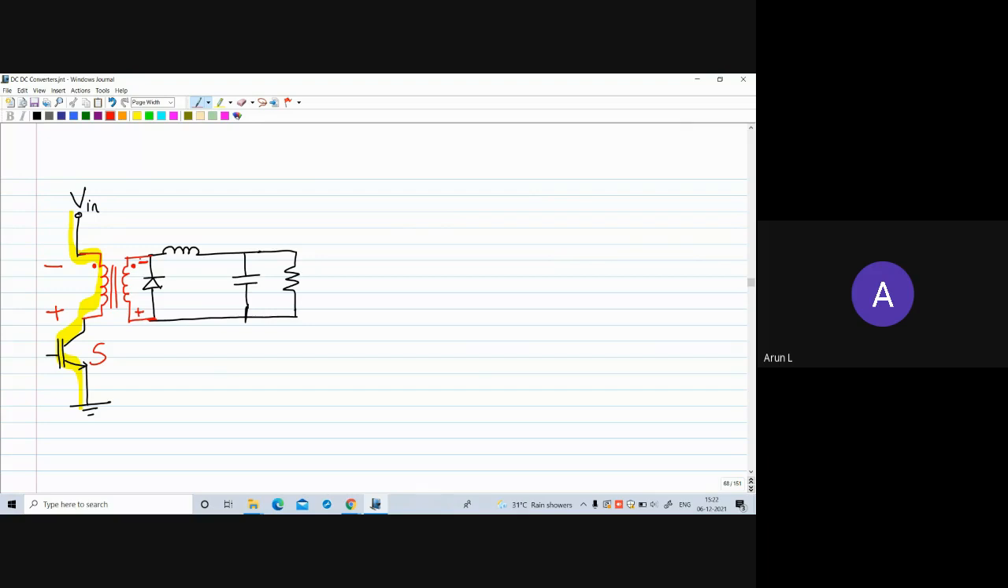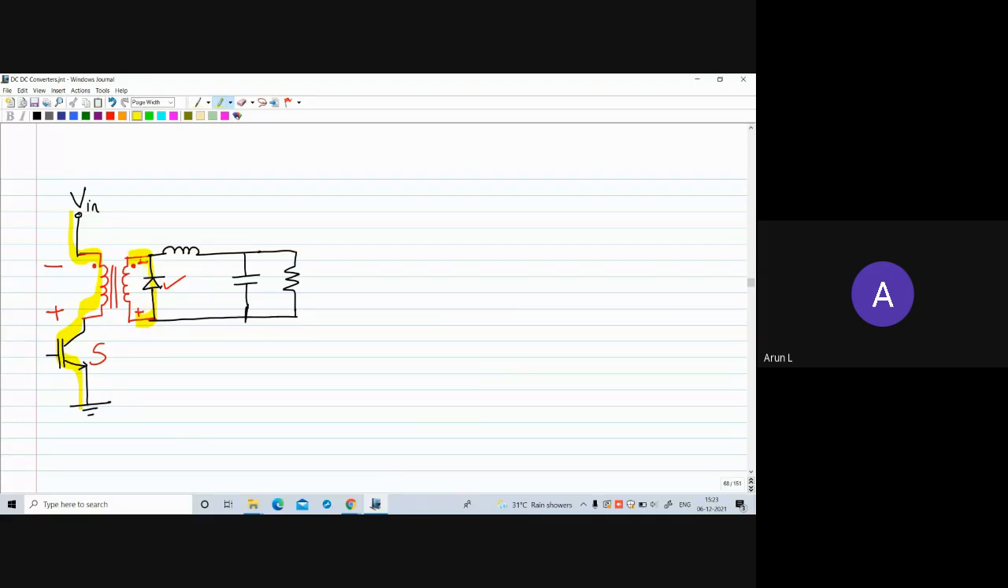So this plus minus will forward bias this diode. This voltage will forward bias this diode and this diode will conduct. So when this diode conducts, you have a short circuit across the second winding. So when you have a short circuit across the second winding, this voltage is forced to zero.